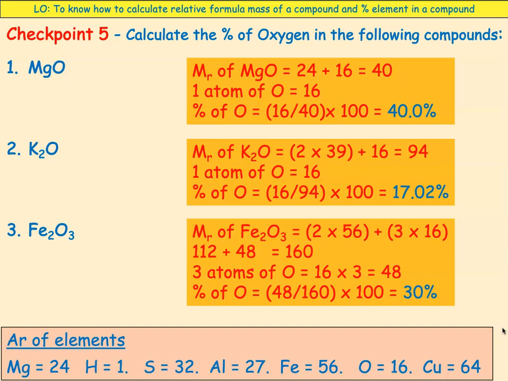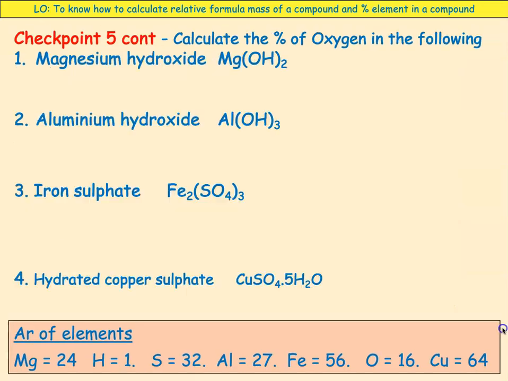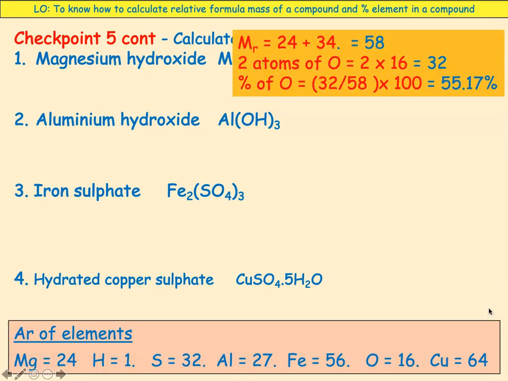So I hope you were able to do that. Now we're going to try some harder ones with harder formulas. So once again, pause the video and work out the percentage of oxygen in the following compounds. Okay, we've got magnesium hydroxide, so we need to work out the formula mass first. Magnesium is 24, and we've got 2 times 16 plus 1, which gives us 34.